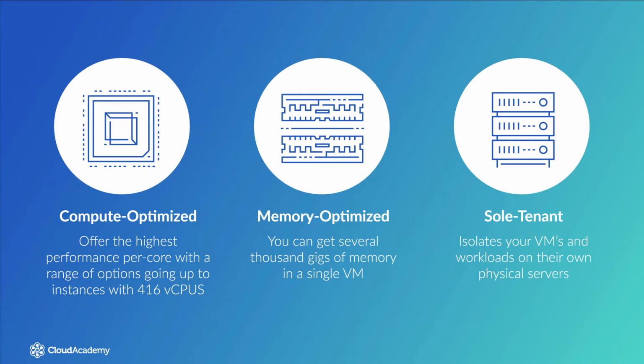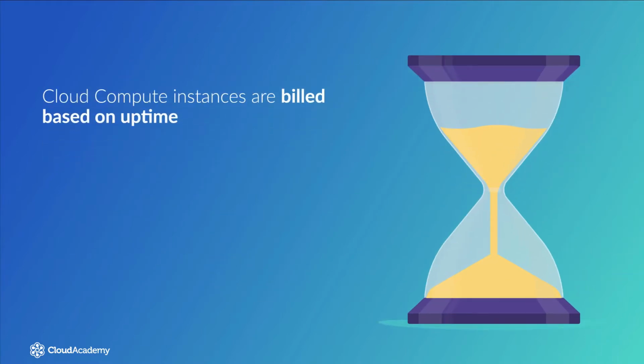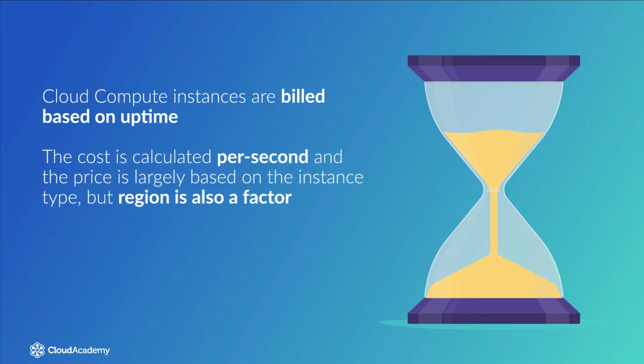See the documentation for a more detailed list of the exact instance type names, but these are the three basic categories. Now, by default, your cloud compute instances are billed based on uptime. The cost is calculated per second, and the price is largely based on the instance type. However, region also plays a factor. So, for example, an instance with a lot of memory will cost more than one with very little.